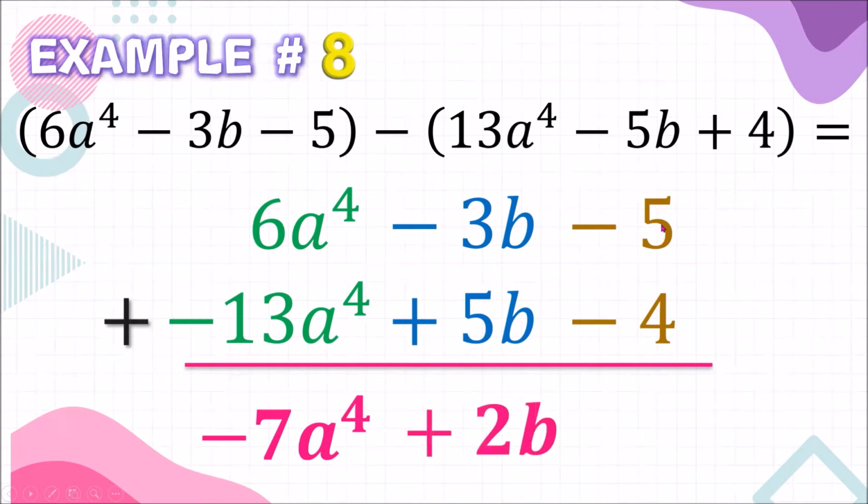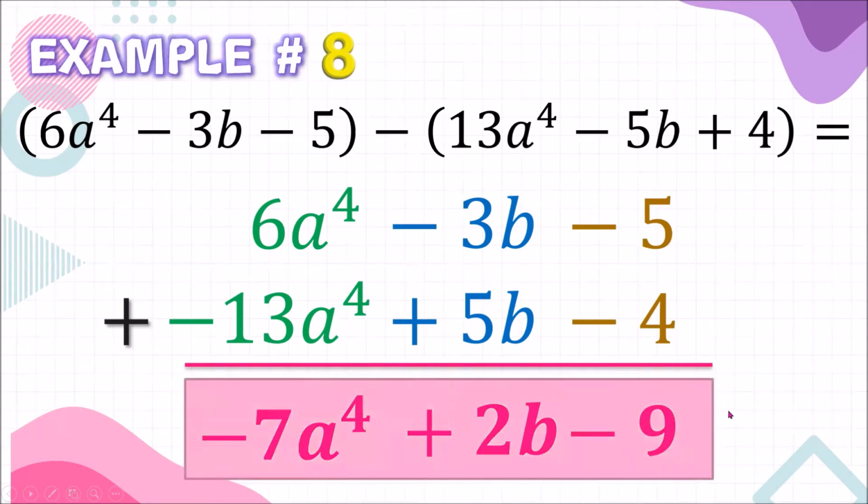And then negative 5 plus negative 4. So same sign. So just add 5 plus 4, 9. And then copy the same sign, negative. So final answer, negative 7a to the fourth plus 2b minus 9.